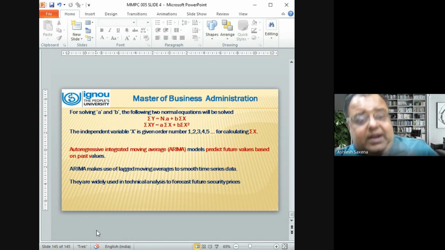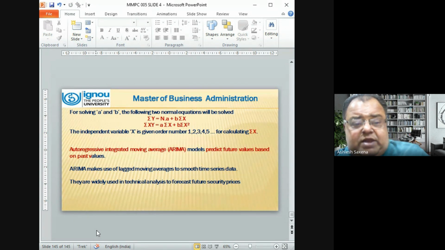Now the new thing is the autoregressive integrated moving average, ARIMA. It is a model which predicts future values based on past values. ARIMA makes use of lagged moving averages to smooth time series data. They are widely used in technical analysis to forecast future security prices.